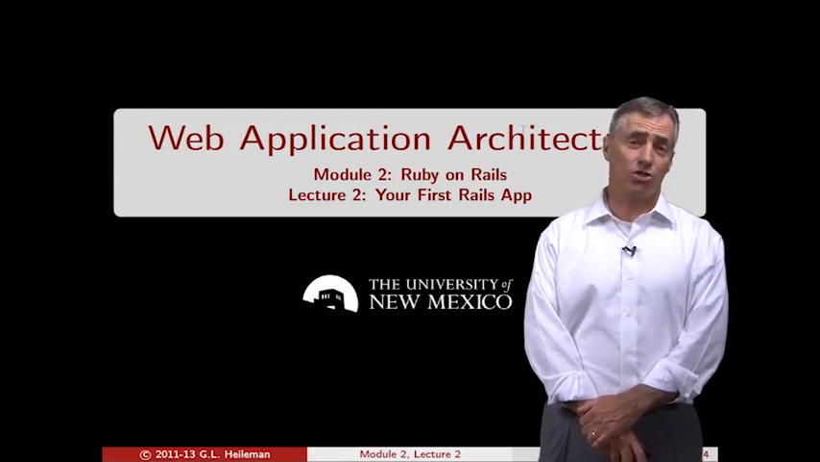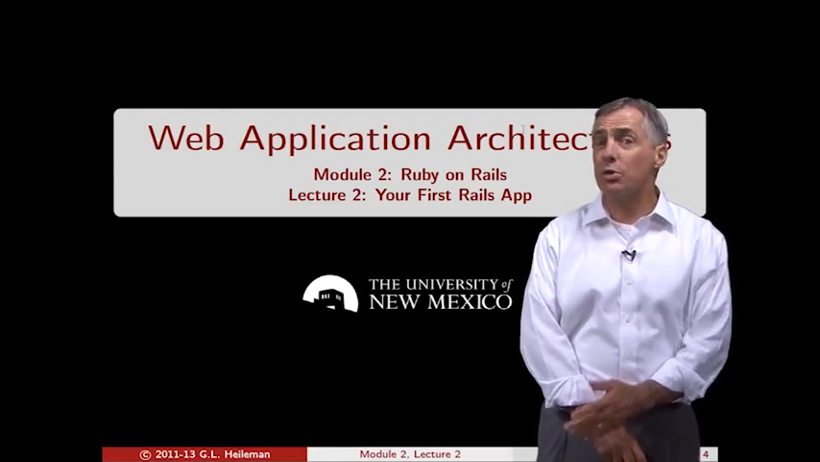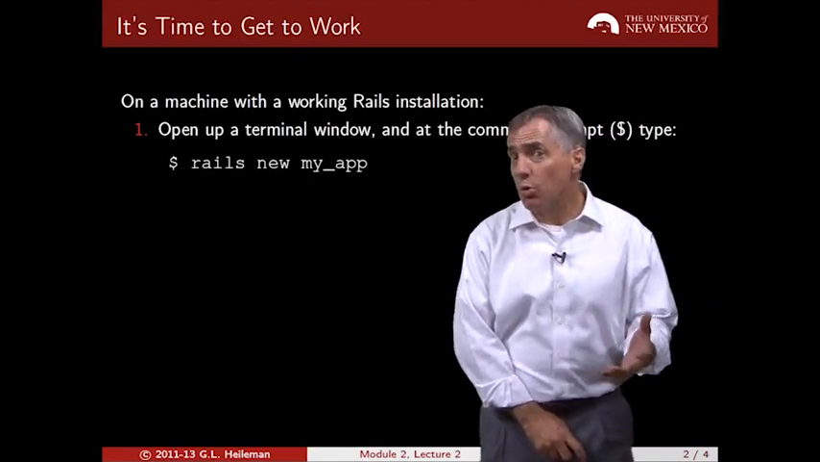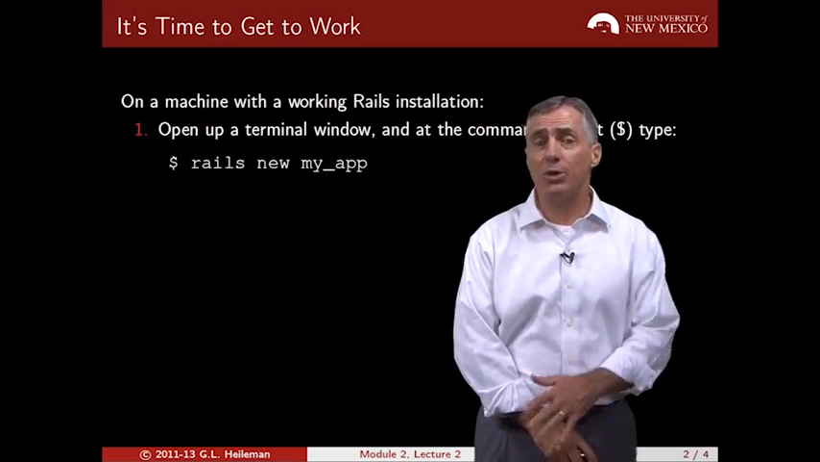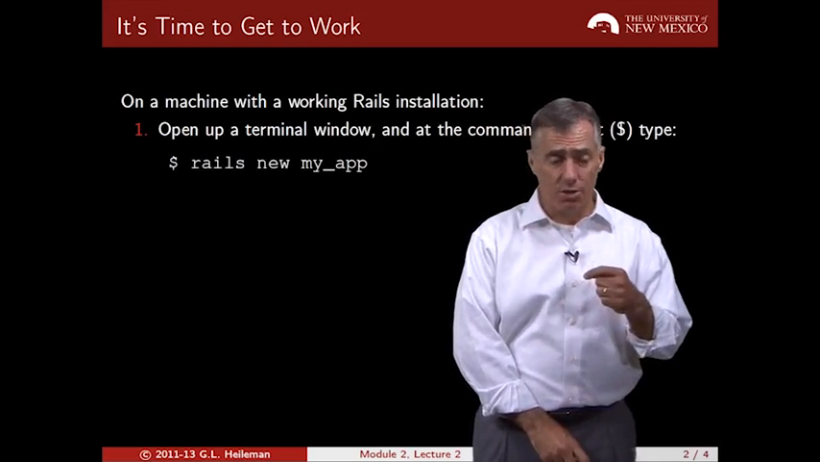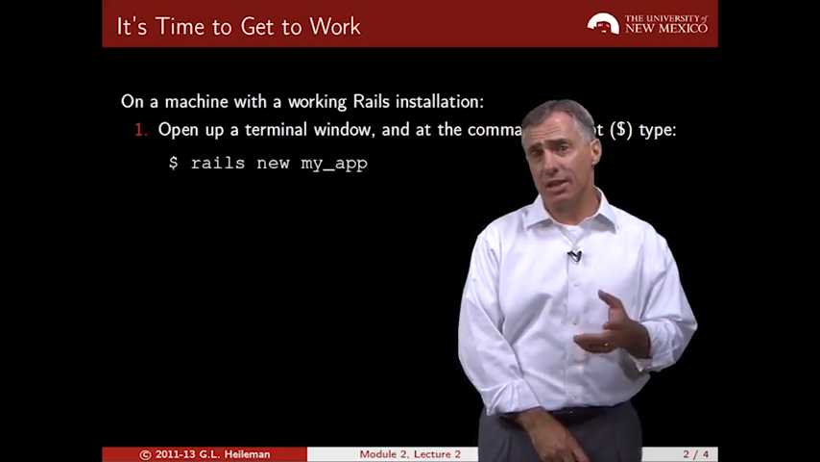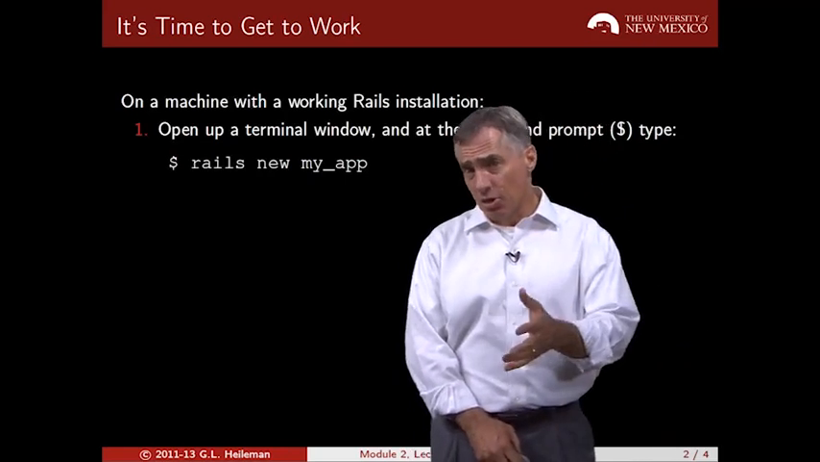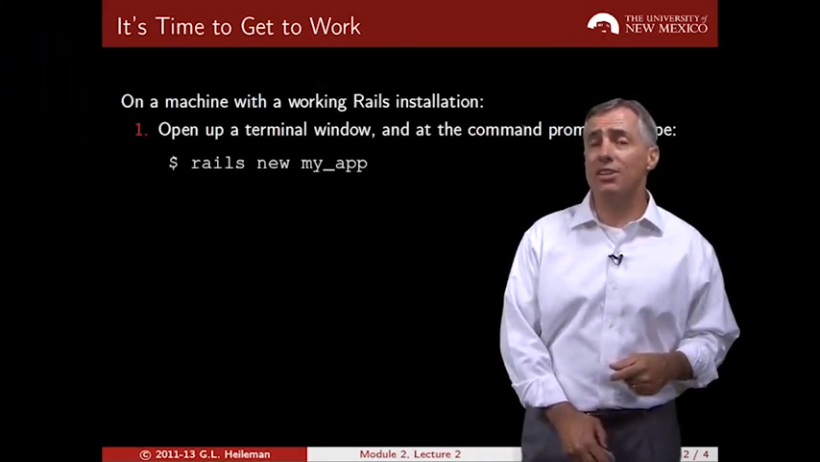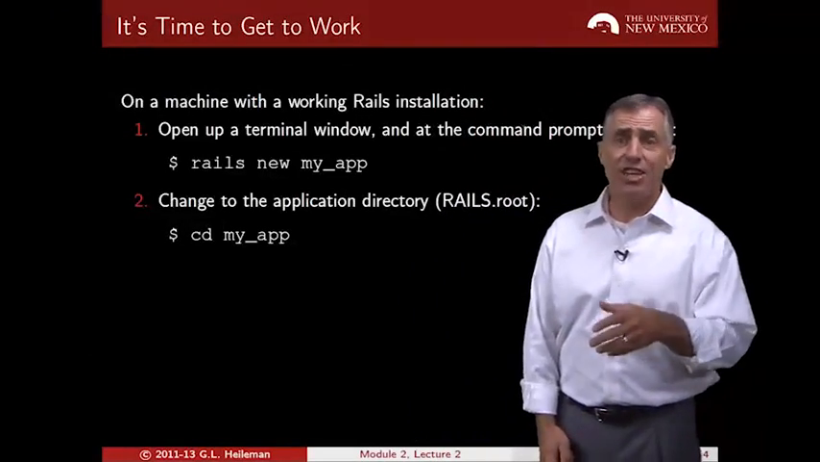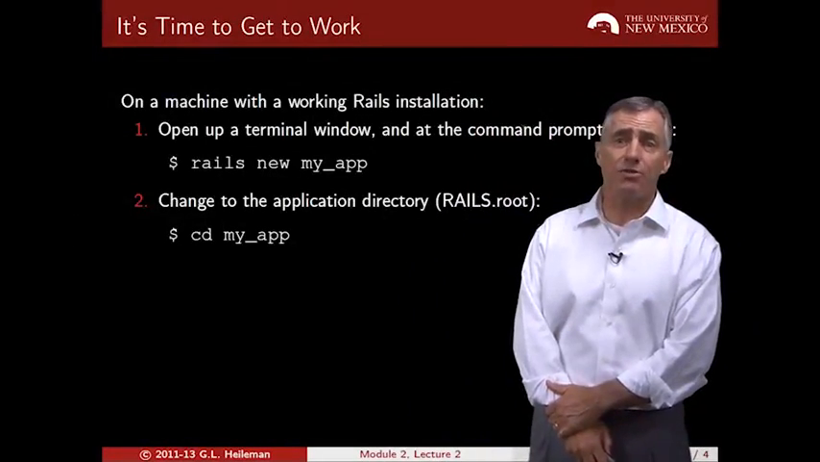Welcome to the second lecture in Module 2, and in this lecture we'll build our first Rails application. What you need is to have a working development environment, so hopefully you're at that point. And once you have that working, you need to type rails new, and let's call this application my_app. I'm going to talk you through this, and then I'm going to show you how I did this on my own machine. Next, you need to change directories into the directory that Rails just created for you.